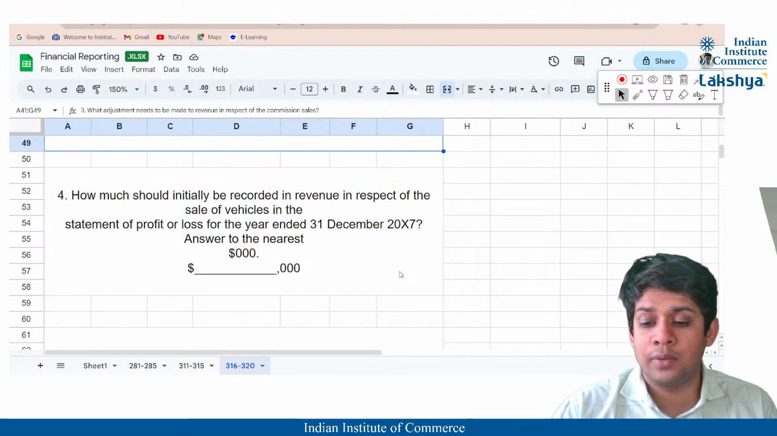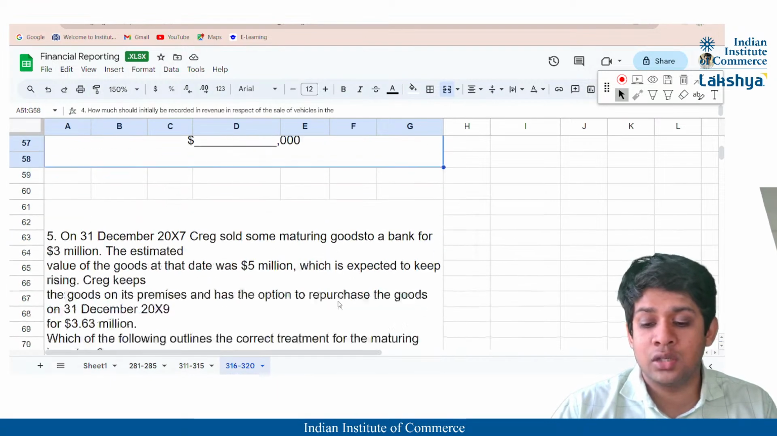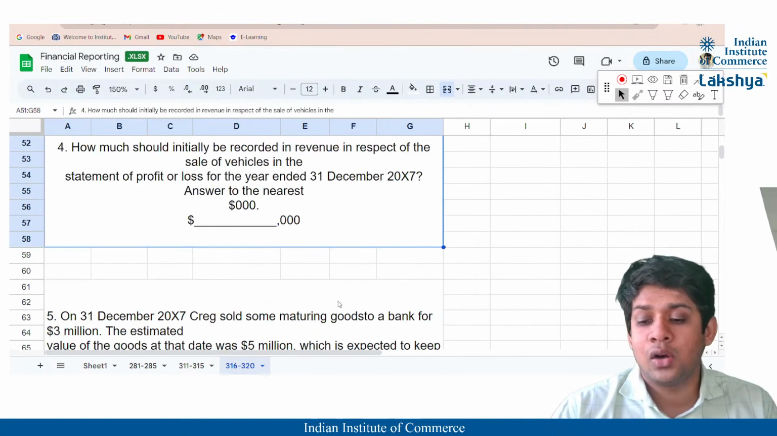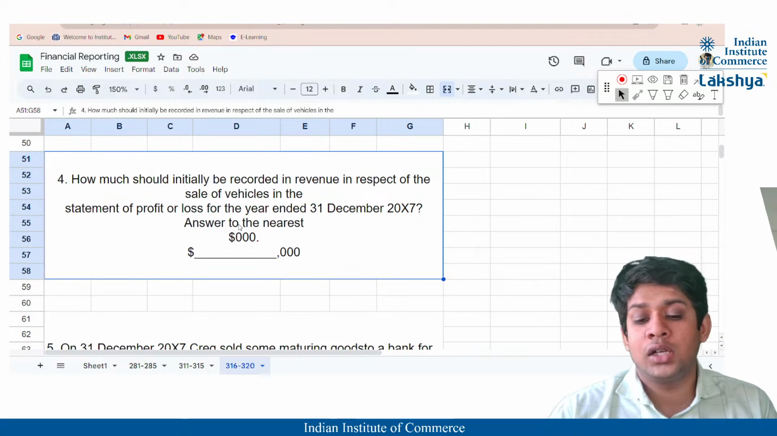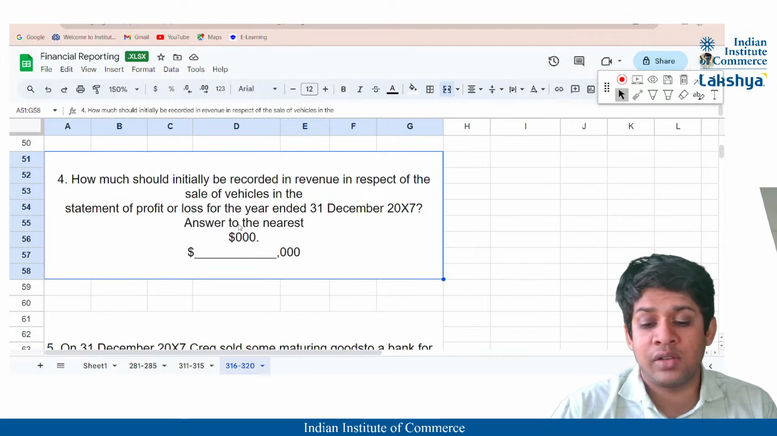Moving on to the next question. That is the last question. No, second last question. Okay. So how much should initially be recorded in revenue in respect of sale of vehicles in the statement of profit or loss for the year ended 31st December 2007? Answer is to the nearest thousand, that is you're supposed to calculate.